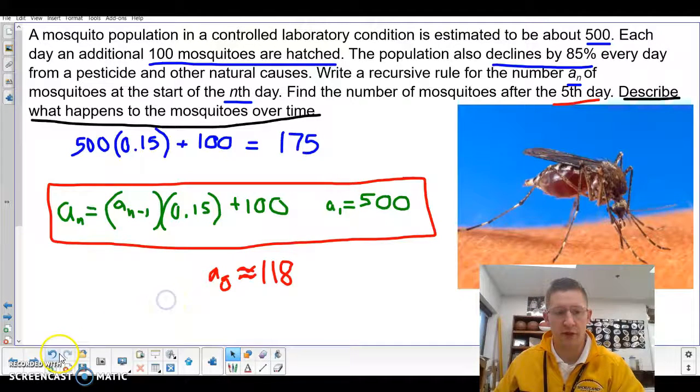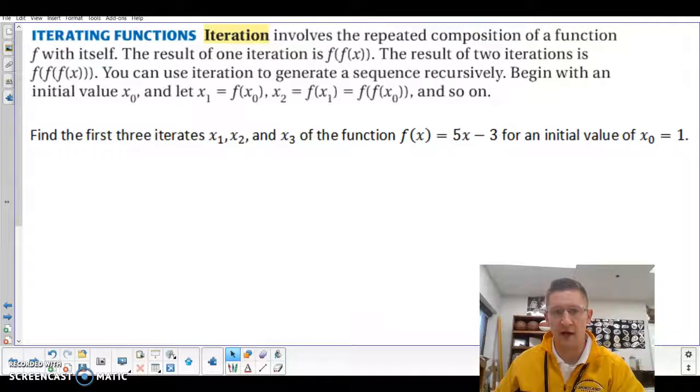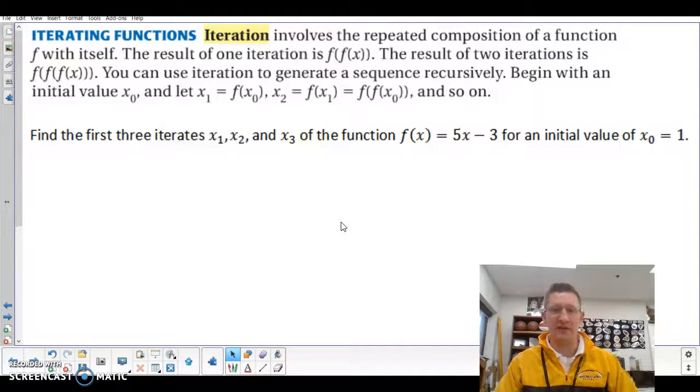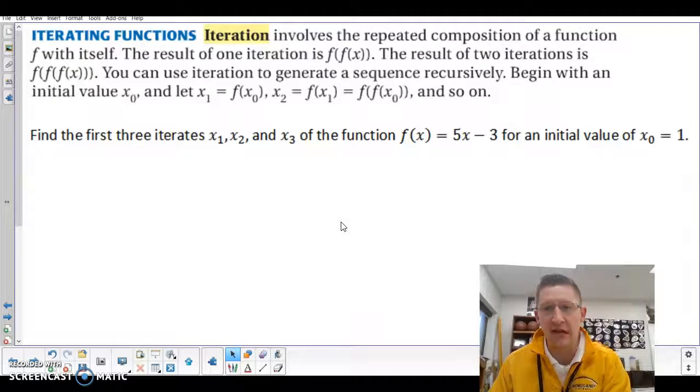All right, on to part 3 of our lesson on recursive rules. This last thing is using recursive rules, just using a different word for it called iteration. Now, in the last video, I mentioned the idea of iterating a function. Iteration involves the repeated composition of a function f with itself.